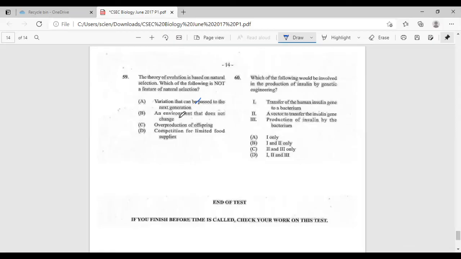Thinking we can leave this for now. C, overproduction of an offspring. Leaving this one also. And then D, competition for limited food supply. So I would take this one out. Competition for, no, that won't be a good reason. So we are stuck between B and C, an environment that does not change.